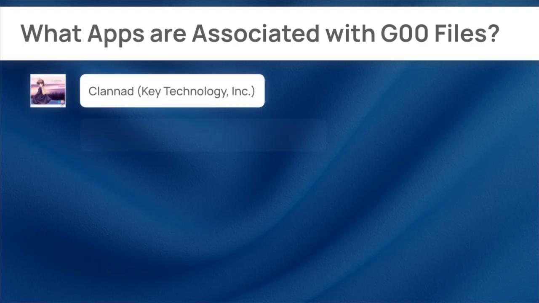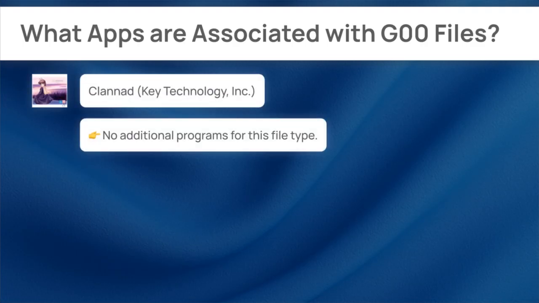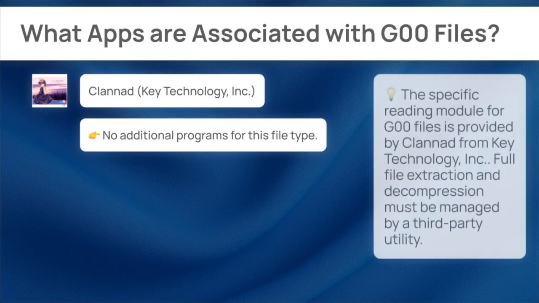The best utility for reliable viewing of G00 is known to be Clannad by Key Technology Inc. Full file extraction and decompression must be managed by a third-party utility. Windows offers built-in viewing for many formats, but editing depth depends on graphics applications.